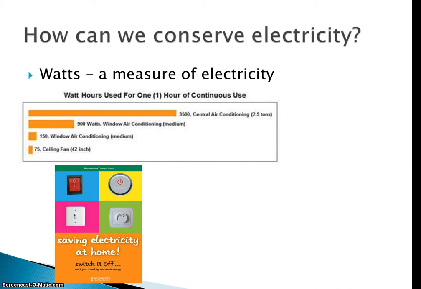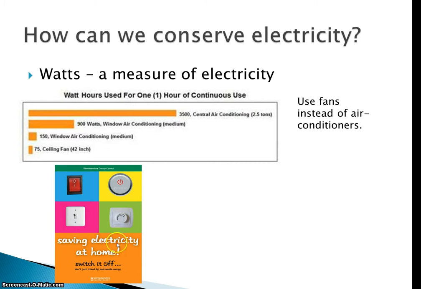Next, how can we conserve electricity? Well, there's a term that you need to know first, which is watts. Watts is the measure of electricity. Now, if you look here, if we use air conditioning, we can use 900 watts of electricity. And if we use a ceiling fan, it only makes use of 75 watts. So one way for us to conserve electricity is to use fans instead of air conditioners.